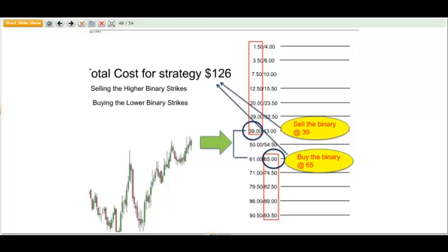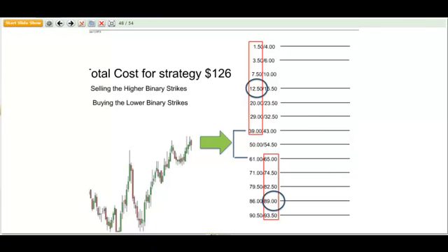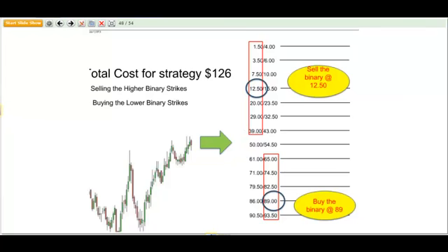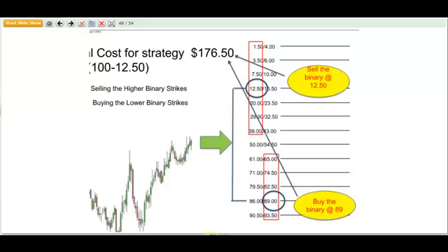Now, if we widen that range and do the same thing, we're selling 12.5, buying 89. So instead of an initial cost of 126, it's 176. So think probability. We are increasing our chances of the underlying finishing in a bigger range, so that's why it costs us more. If we have the advantage in probability, that's why it costs money. It is a fixed payout. It's worth $100, and so it's always a proportional thing.